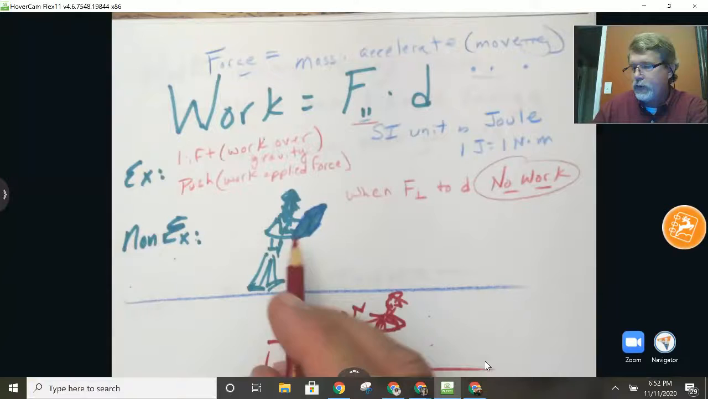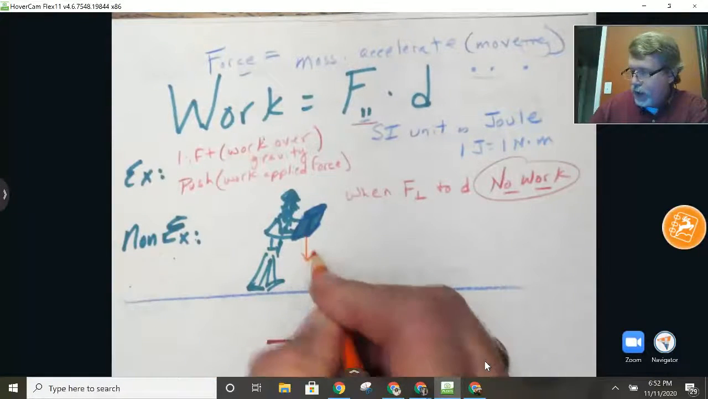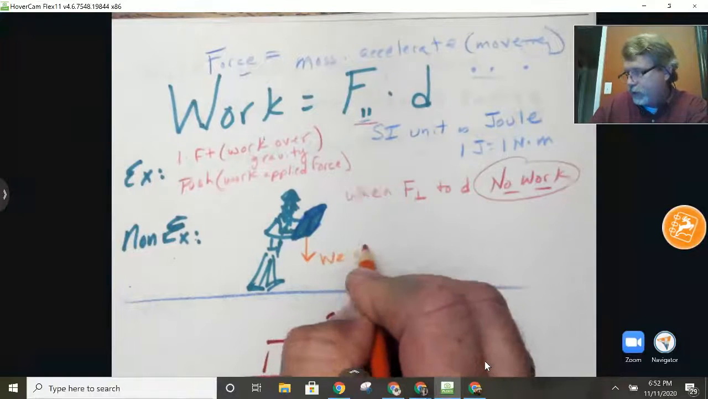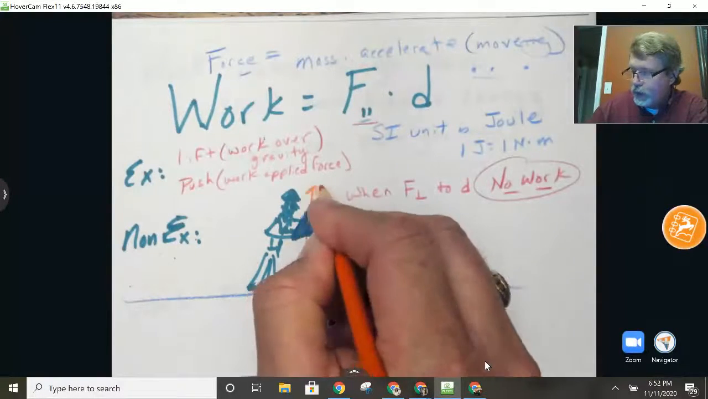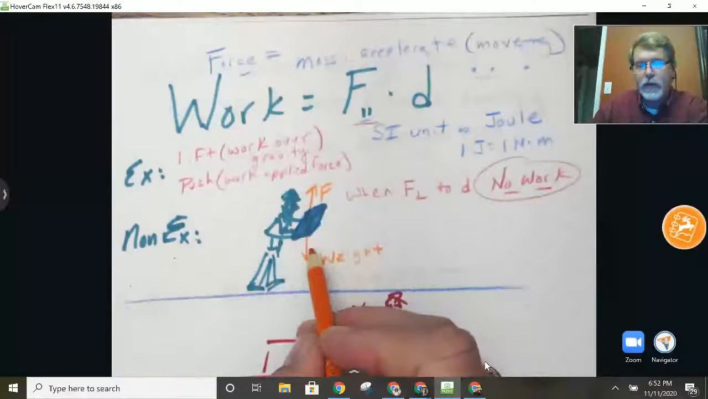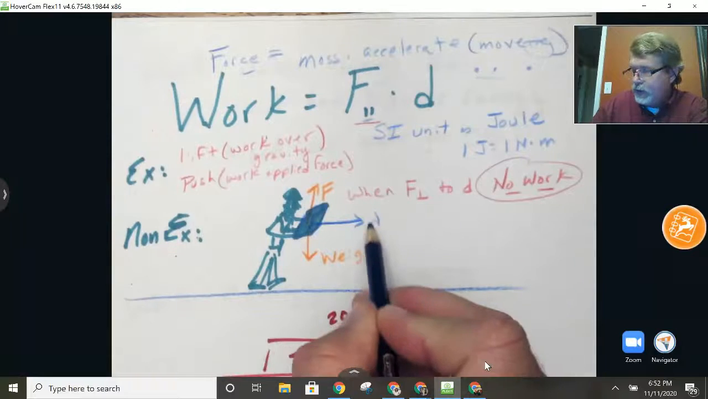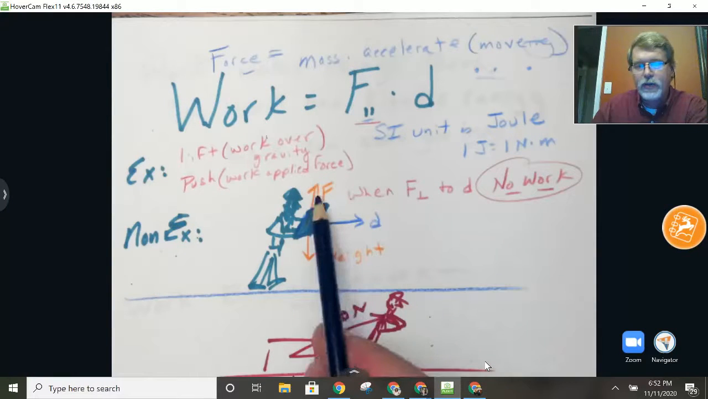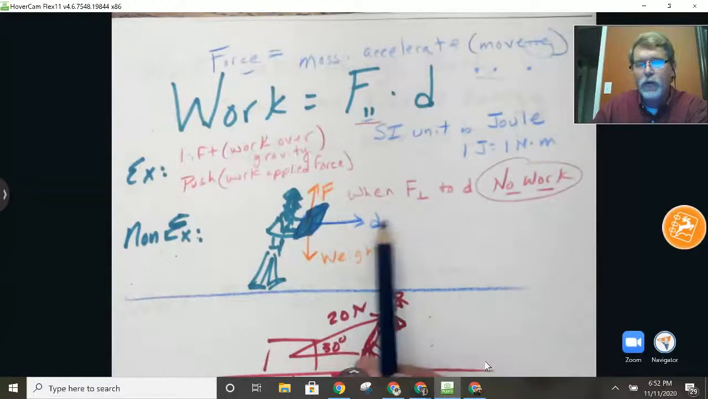All right, so if we look at that, we can start off and we can say that the weight of the box is going down, so the force you apply is up. So there's our force there. And then as we walk, this box has a displacement in that direction. So you can see that the force is no longer parallel to the displacement. So we have no work done.